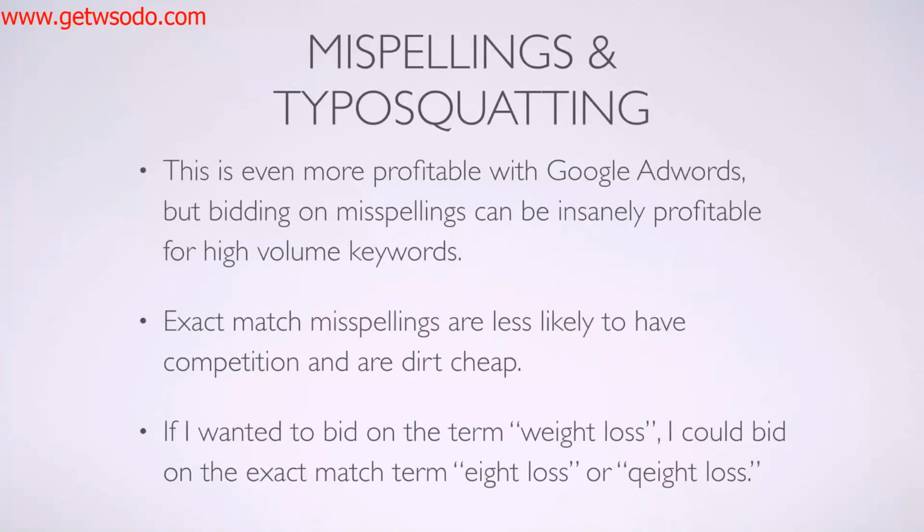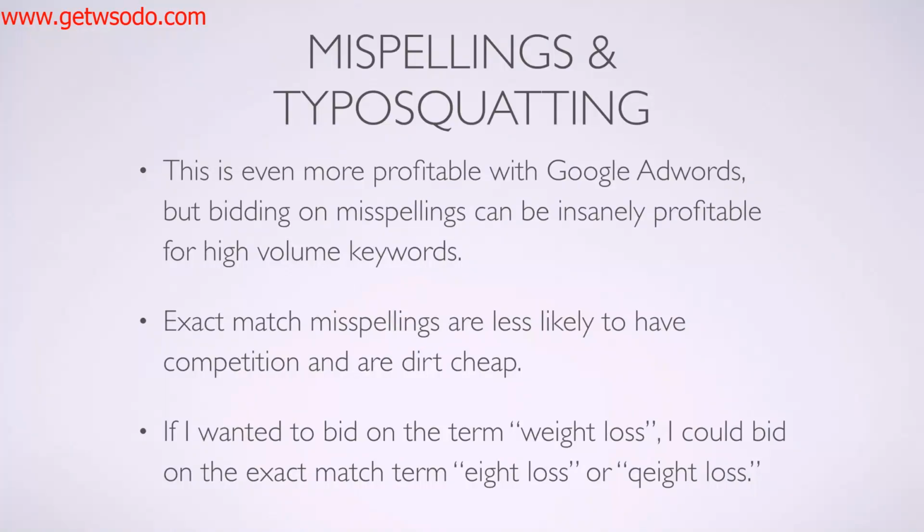So the third is misspellings and typo squatting. And this is one that so many people just seem to skip over and ignore, but there's a ton of value in this. And I was actually speaking to another marketer who's very successful in the pay-per-call space. So they do offers where you have to call in to a certain number, you have to be on the phone a certain amount of time, and they do this through Google AdWords.